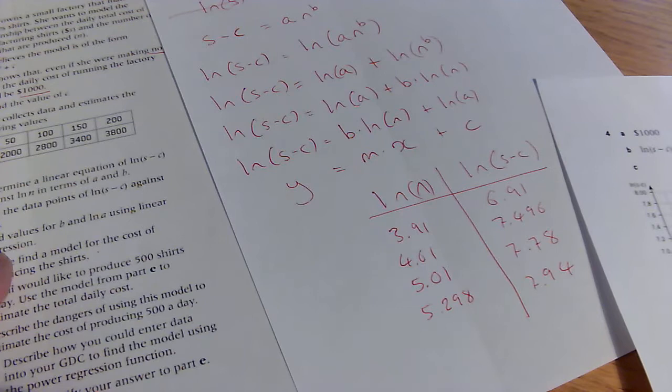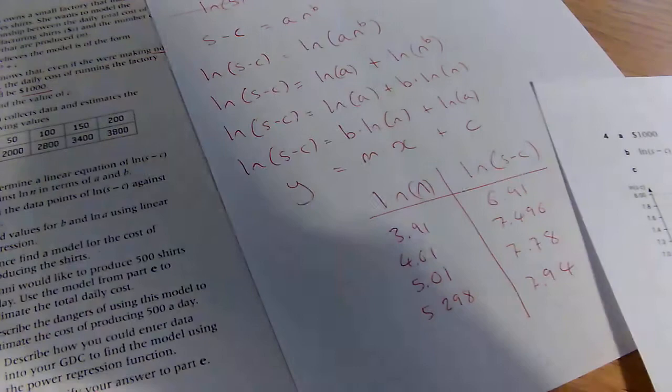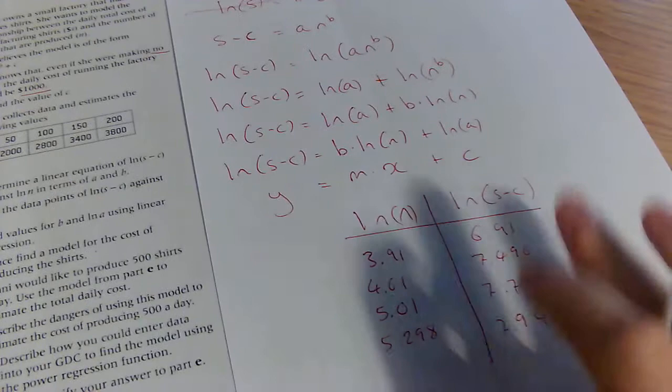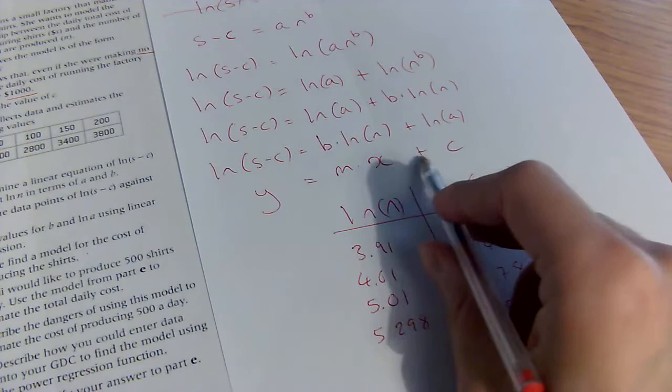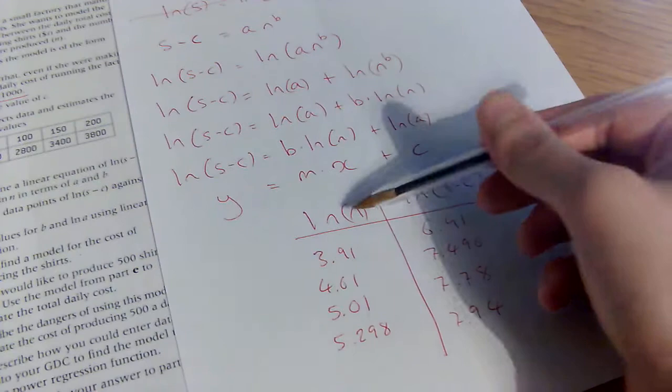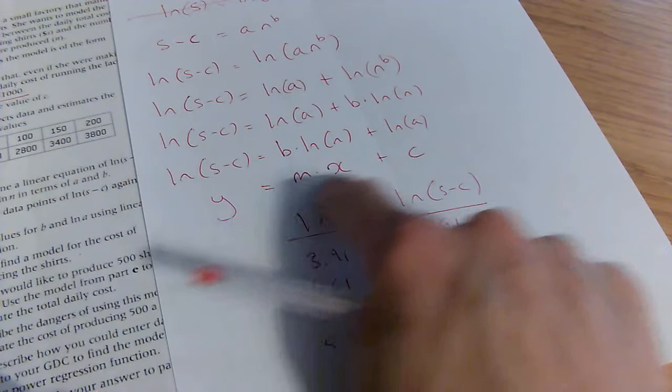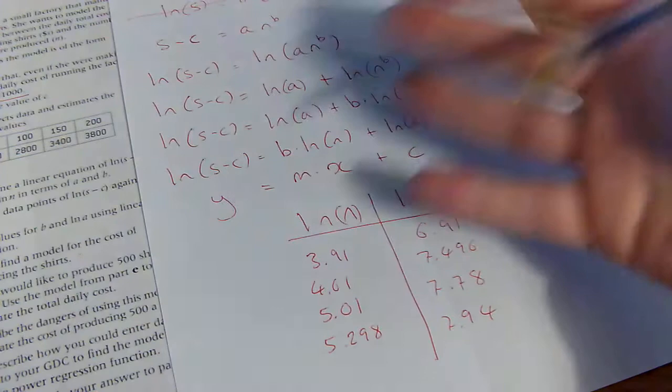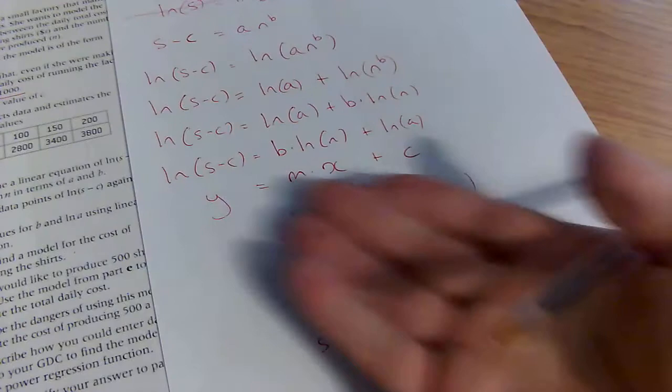Then it says find values for B and LNA using linear regression, right? So it's important to see here that the values we've got here are in the form of a linear expression. So input of X, output of Y, basically. So when we do linear regression on this, the calculator is going to act as if we've just put in something that has this sort of form, this Y equals MX plus C form. Although the calculator does it as Y equals AX plus B or Y equals BX plus A, but the same sort of thing. So it's going to give us an M and a C, or it's going to give us an A and a B, as it says.